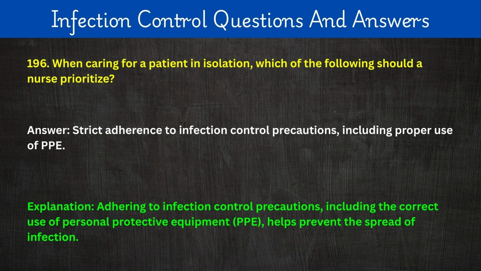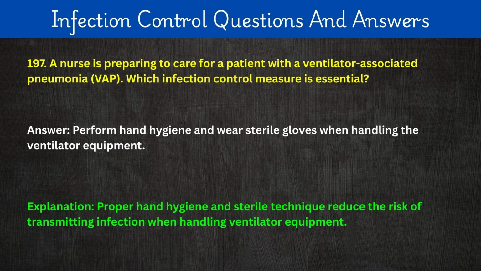196. When caring for a patient in isolation, which of the following should a nurse prioritize? Answer: strict adherence to infection control precautions, including proper use of PPE. Explanation: adhering to infection control precautions, including the correct use of personal protective equipment, PPE, helps prevent the spread of infection.